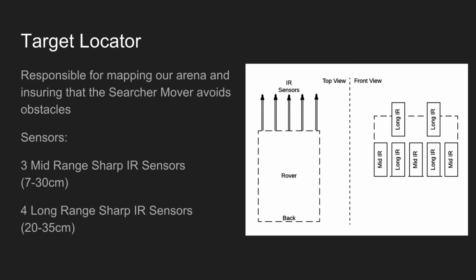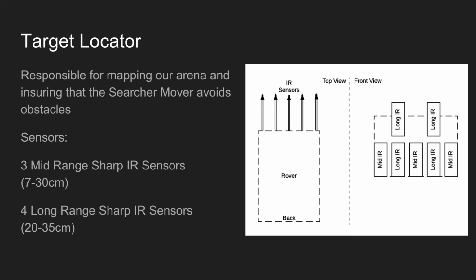The target locator module is responsible for mapping out the arena and ensuring that the searcher mover module avoids hitting any obstacles and targets. This module has 3 mid-range sharp IR sensors, which have a range from 7 to 30 centimeters, and 4 long-range sharp IR sensors, which have a range of 20 to 35 centimeters. The arrangement of sensors is shown on the right-hand side.